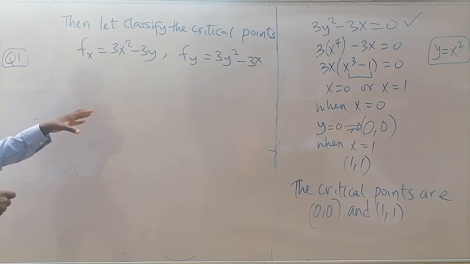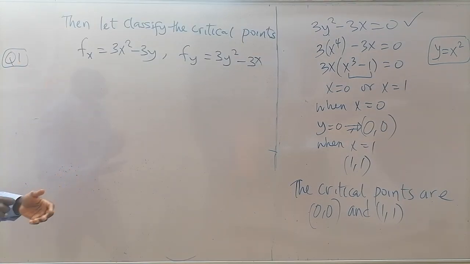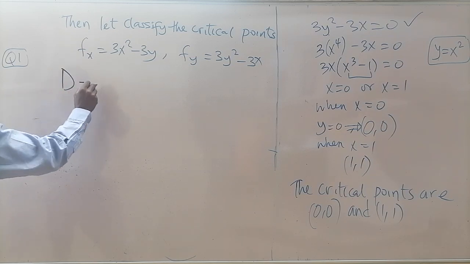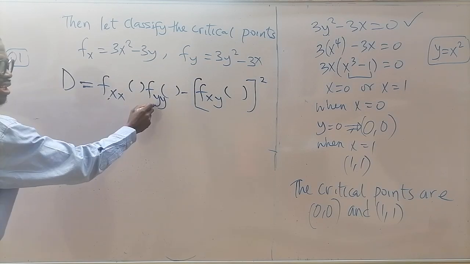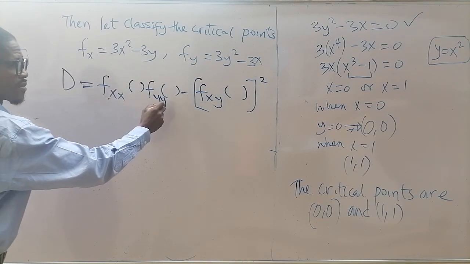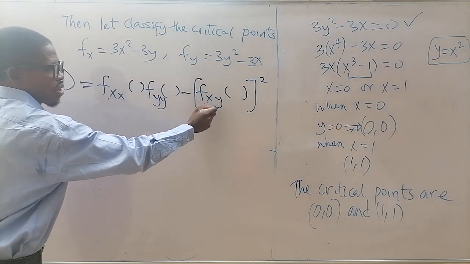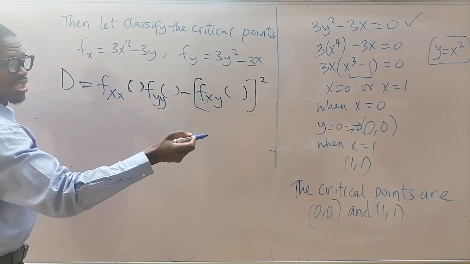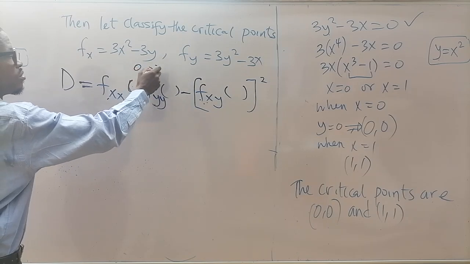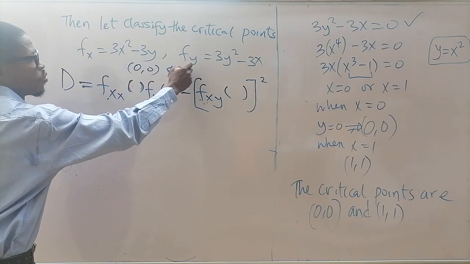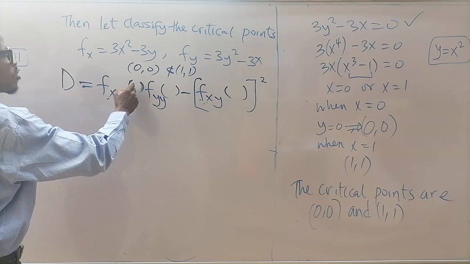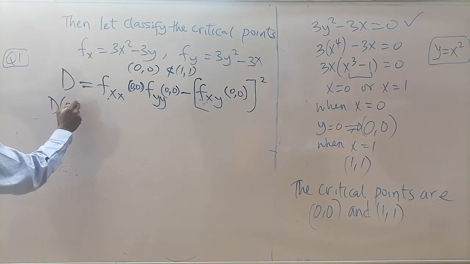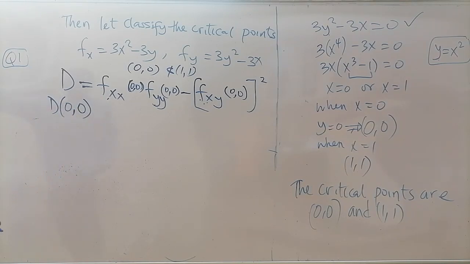To classify the critical points, we need to find the second order partial derivatives, and that will involve using this formula: second order partial derivative with respect to x times second order partial derivative with respect to y, then minus f subscript xy, and you square that. These brackets are just the points we want to test for. Now we have (0, 0) and (1, 1). So the first one, we can put 0, 0 here, 0, 0 here, 0, 0 here. D at these points, at the critical points.